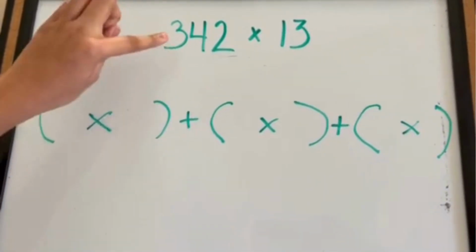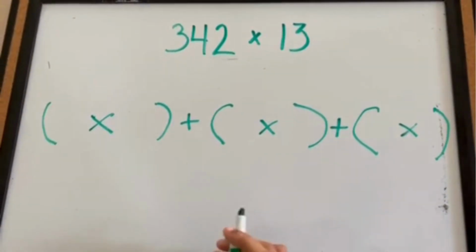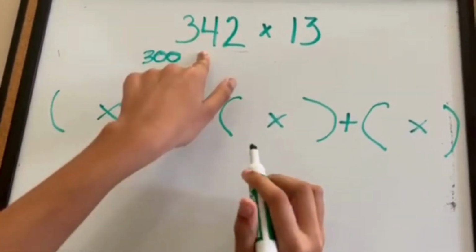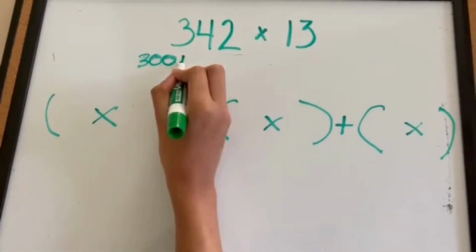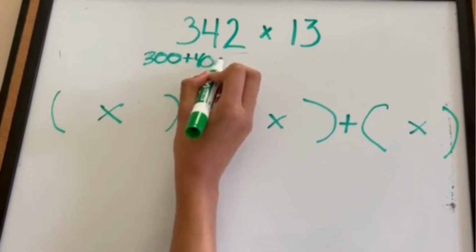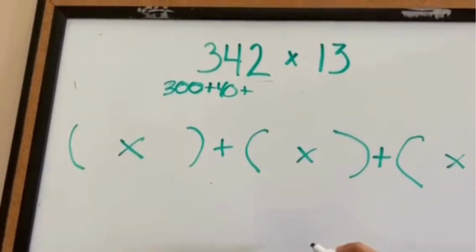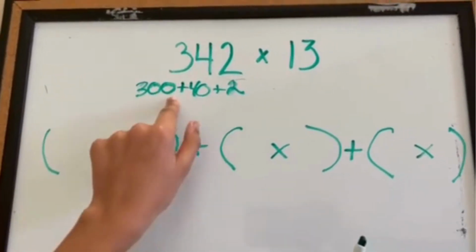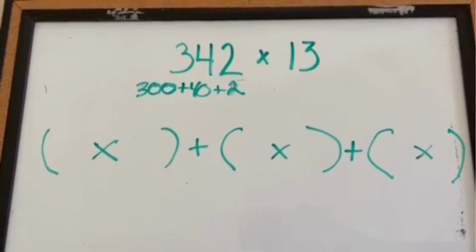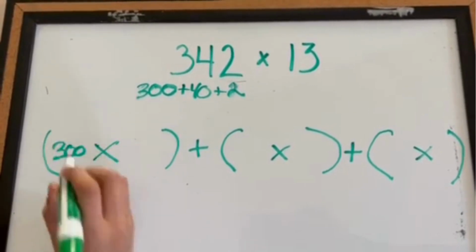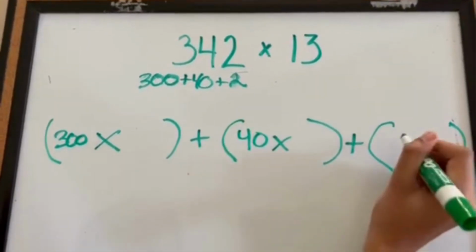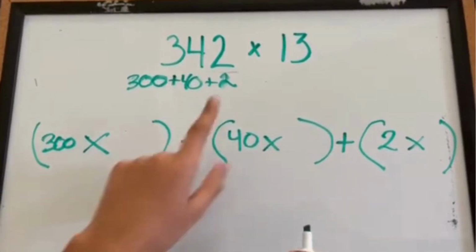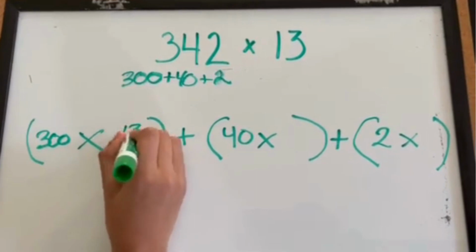You have a 3 in the hundreds place, and that's 3 hundreds, which is 300. You have a 4 in the tens place, and we know that 4 tens is 40. And we have a 2 in the ones place, and we know that 2 ones is 2. Now, we gotta put these numbers into the parentheses. I'm gonna put 300 here, 40 here, and 2 here. And each of these numbers are going to be multiplied times 13.